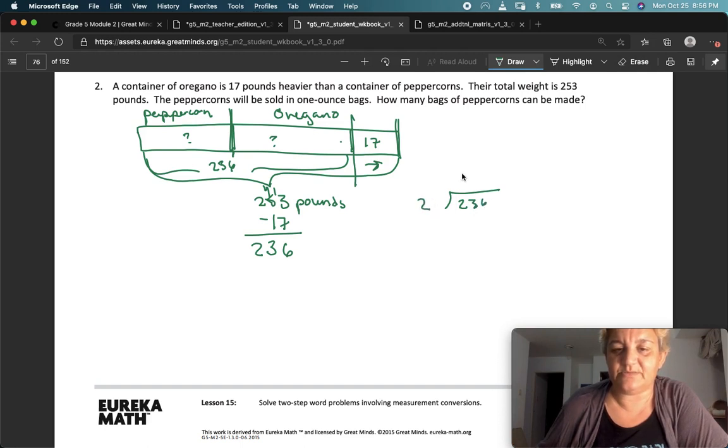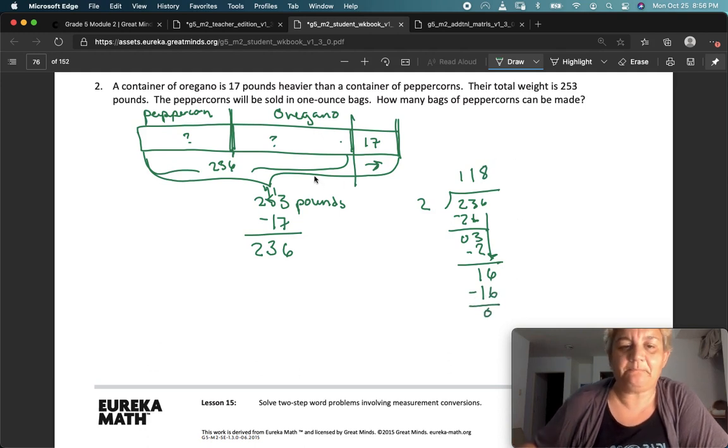So 2 goes into 2 one time. 1 times 2 is 2. Subtract, and then I get 3, right? 2 goes into 3 one time. 1 times 2 is 2. And I've got 16 left over. 2 goes into 16 8 times. 8 times 2 is 16 and 0. So the oregano is 118. And the peppercorn is 118 pounds.